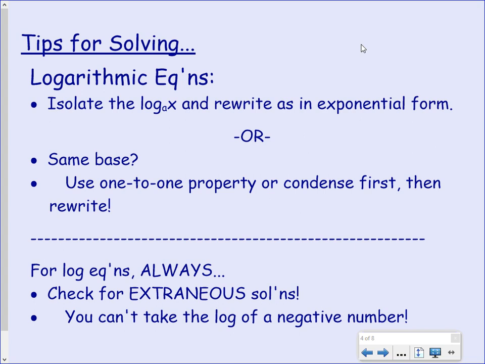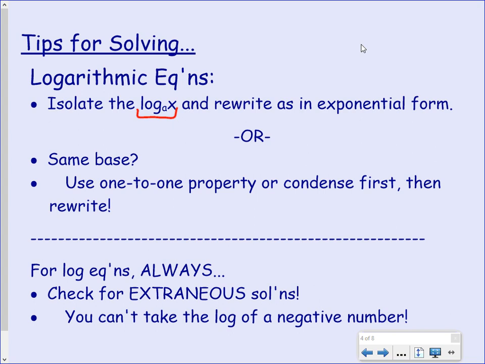Very similar to exponential equations. Logarithmic equations, your variable is trapped inside of the log. If you have only one log in the entire equation, you're going to try to isolate that log. Remember that if we talk about isolating the log, that would include the base for the log and then the thing that you're taking the log of, which your x variable is going to be in that piece. Okay? So isolate that and then rewrite it in exponential form.